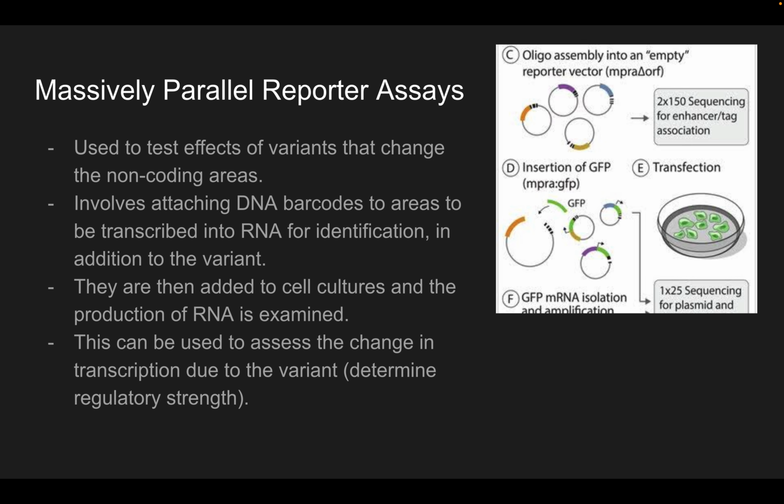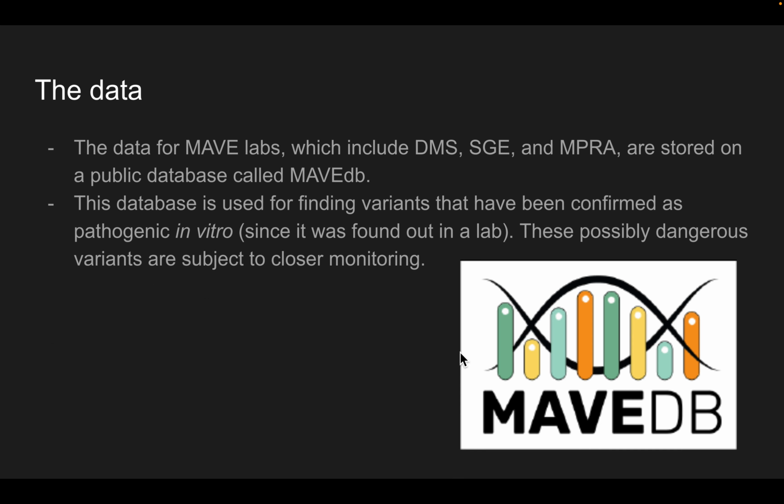And these are then added to cell cultures, and the production of RNA is examined, so how much RNA is produced. These are used to assess the change in transcription due to the variant, to determine the regulatory strength of the variant. So let's say I add a variant to a non-coding region, and that significantly drops the production of the DNA barcoded RNA. I can know that variant will significantly reduce how much protein of that coding region we produce, basically, because there's a lot less RNA.